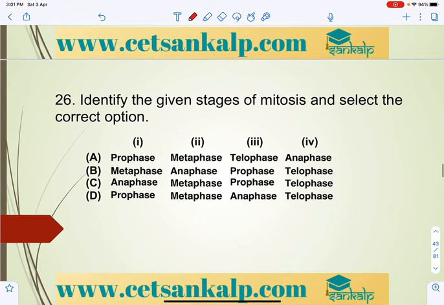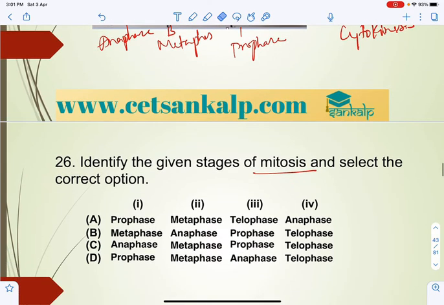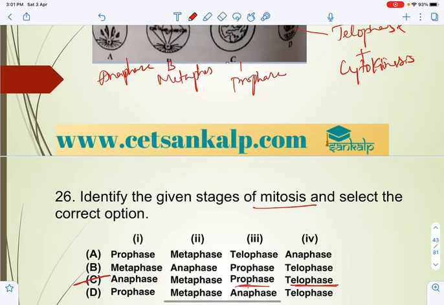Let us identify the given stages of mitosis and select one. A is anaphase, B is metaphase, C is prophase, and D is telophase. So the answer for that is C. C is the correct answer for the 26th question.